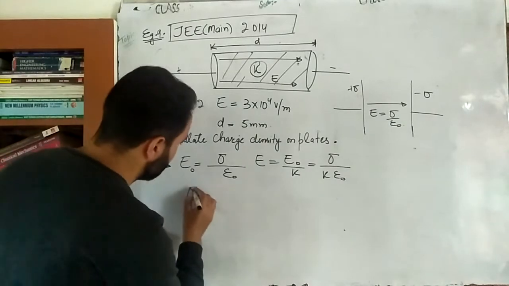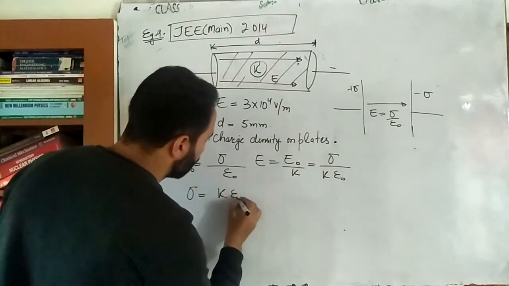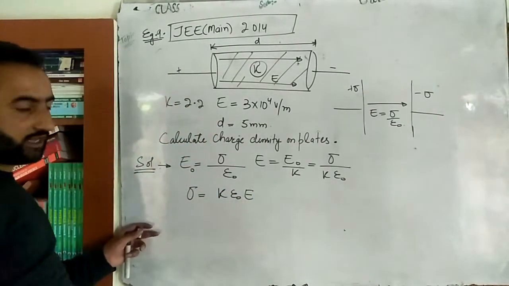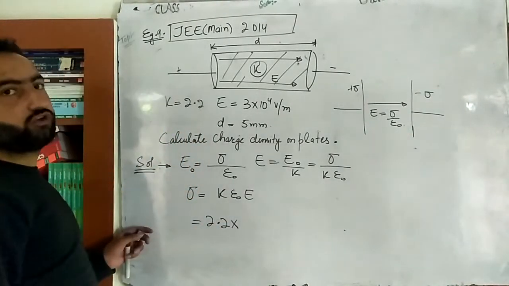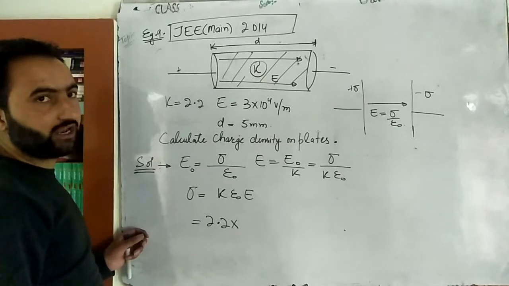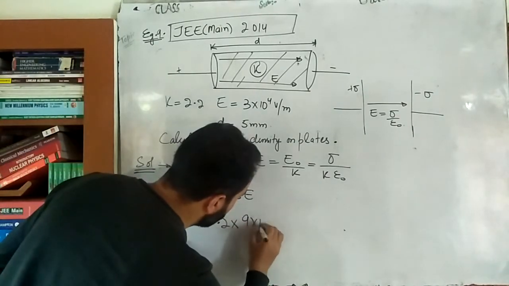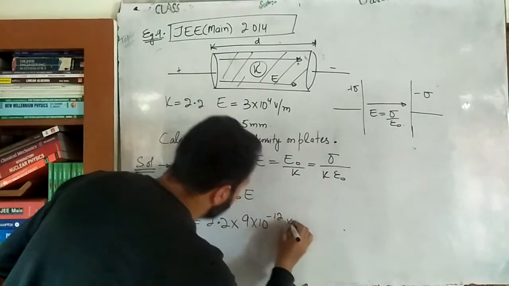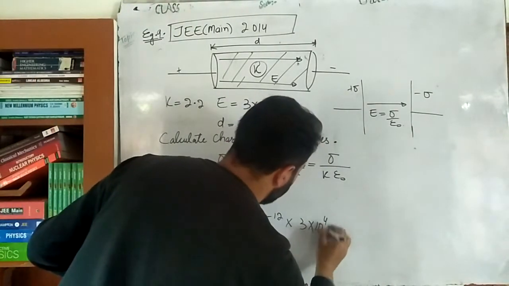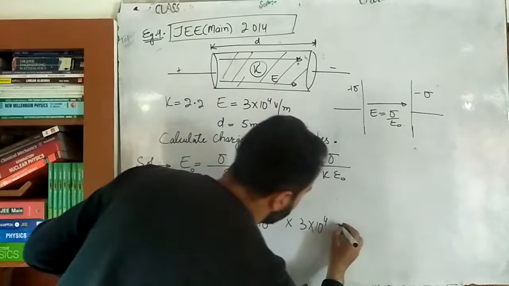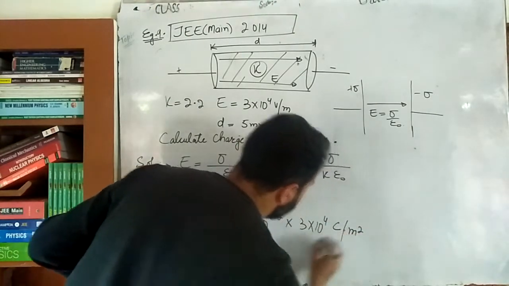Everything is given to you, so sigma will be equal to what? K into epsilon naught multiplied by E. Now substitute the values. So this will be 2.2 multiplied by epsilon naught, which is 8.85 into 10 power minus 12. But I can write it as approximately 9 into 10 power minus 12. Multiplied by the electric field that is mentioned, which is 3 into 10 raised to the power 4. And its units are coulomb per meter square, SI units coulomb per meter square.